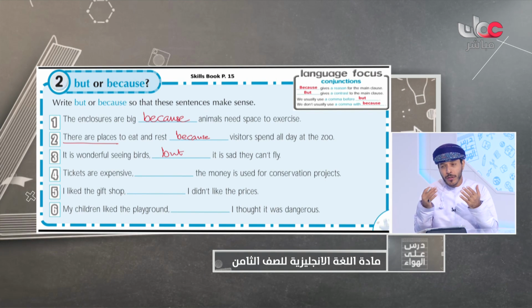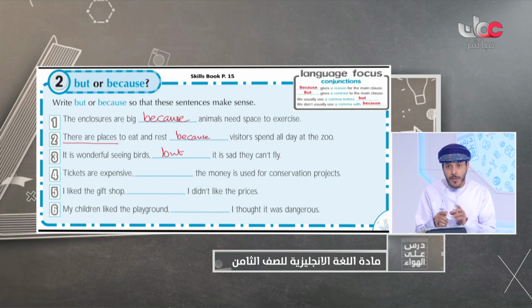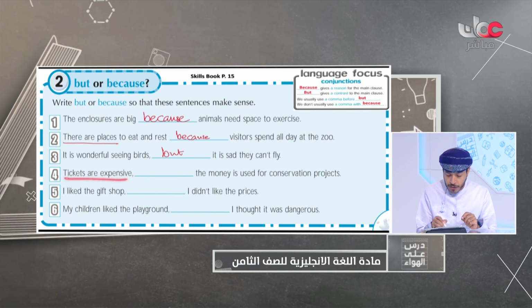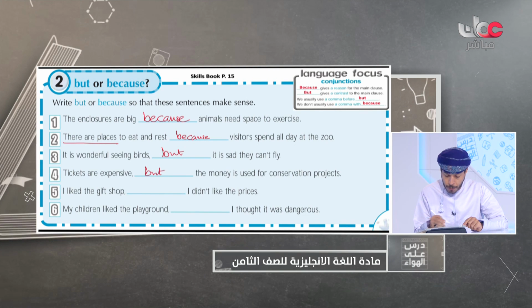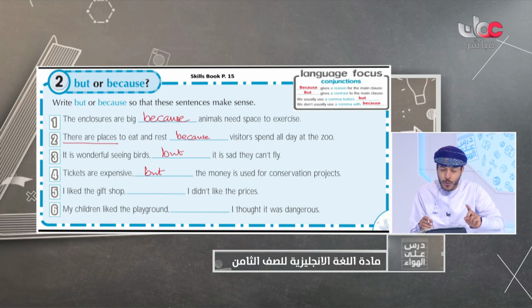So can you see the point? This clause is different from this clause. They don't follow the same thing or the same meaning, so that's why we use but. Tickets are expensive, but the money is used for conservation projects. So here we have two different ideas linked with but. I will keep 5 and 6 for you guys to answer these questions.